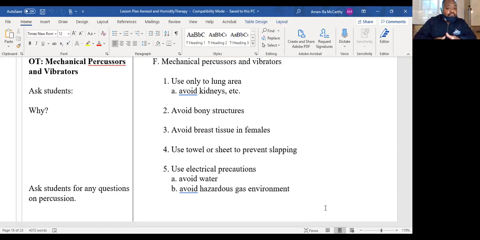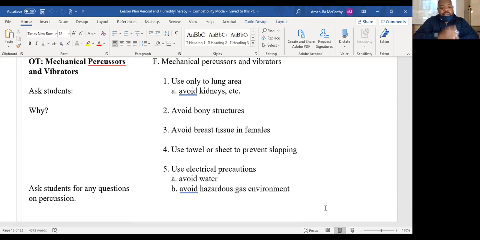Now, of course, you want to avoid bony structures. You don't want to be hammering on somebody's elbow or somebody's spine or sternum. Okay, if it's hurting, move. Of course, if you're a male, you want to avoid breast tissue in females. Not only because it's the breast, but if you're a male, they can easily say that you tried to batter them or he was touching my breast and all that. You have to use a good technique. If they have the breast there, you just go under the breast with your arm, right, if you have to, and then percuss under that. Okay, so avoid that tissue because that tissue can be sensitive.